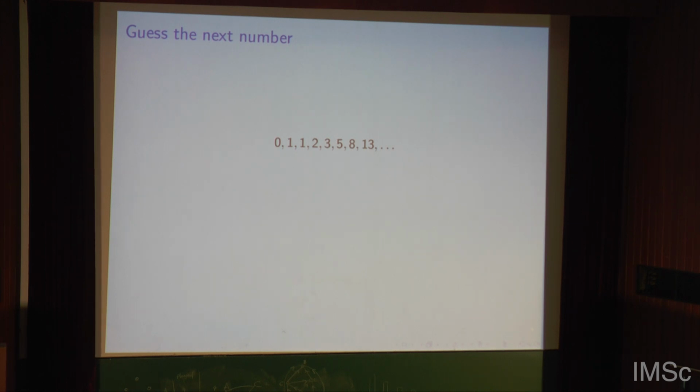Here's another series. So how do you figure that? So the pattern here is that each term in the series is the sum of the previous 2 terms, right? So this is 0 plus 1 is 1, 1 plus 1 is 2, 1 plus 2 is 3, 2 plus 3 is 5, 3 plus 5 is 8, 5 plus 8 is 13. So the next one should be 8 plus 13, which is 21.